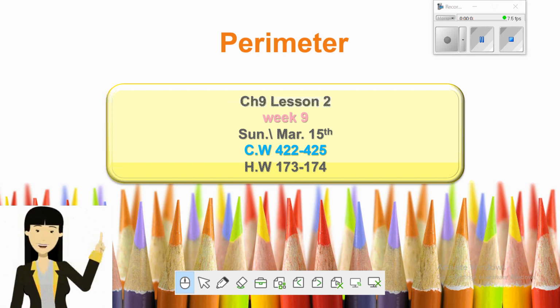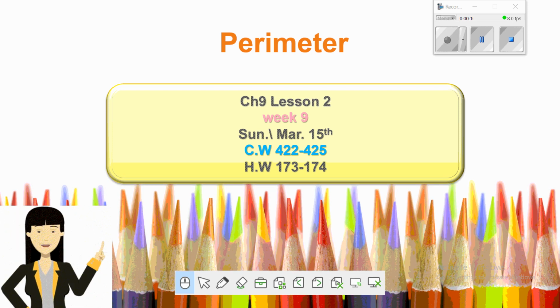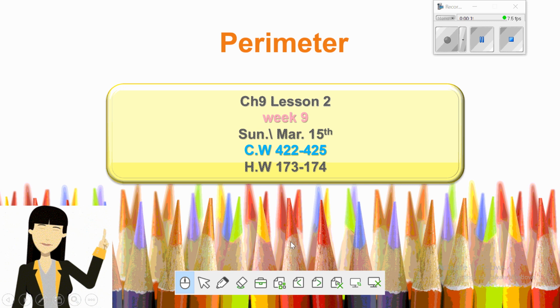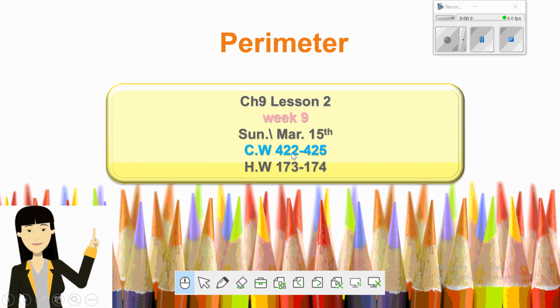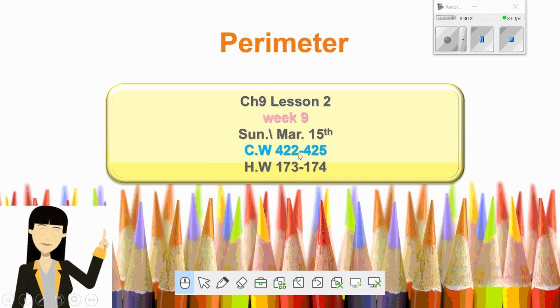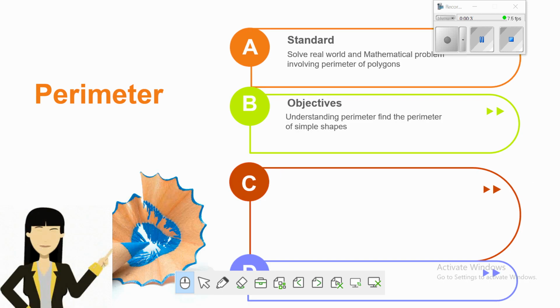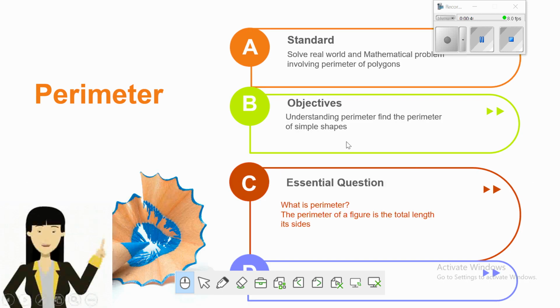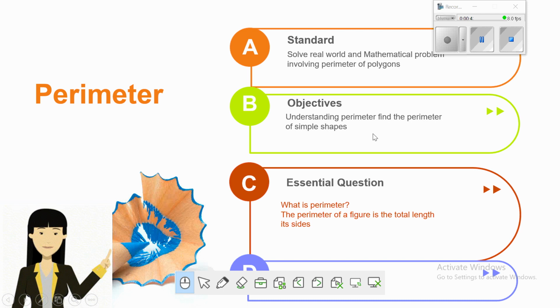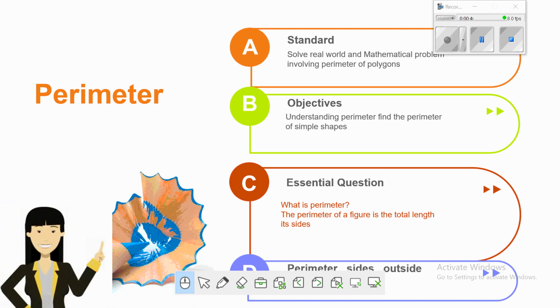Today we talk about perimeter, and we will focus more on the formula, how to find the perimeter for a square and for a rectangle. Here is week 9, lesson 2, perimeter. We're going to discuss pages 422 to 425 in your textbooks and homework from pages 173 and 174. So let's start. Our standards and objectives today are to understand perimeter and find the perimeter of simple shapes. Let's take a view of this.